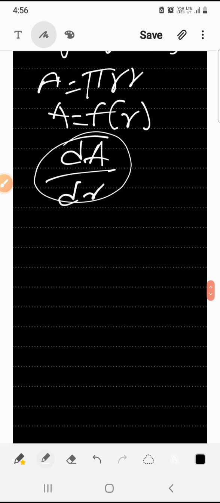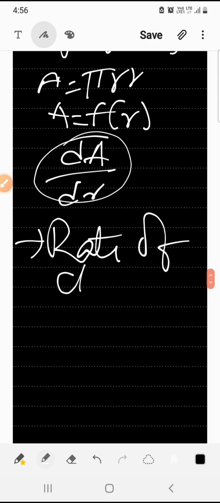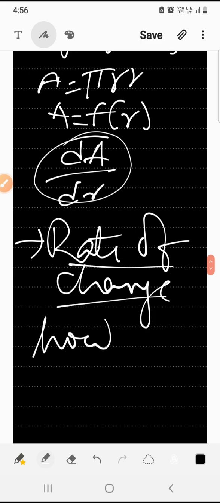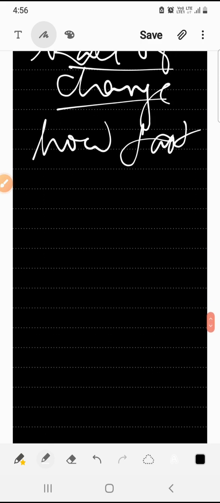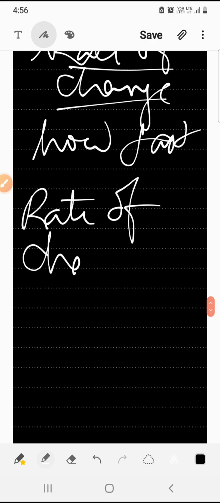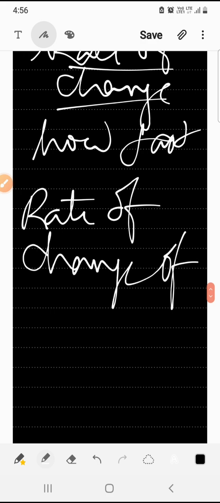And after that you have rate of change. Rate of change means how fast a quantity is changing. Only change is not important; how fast the change is happening is also important. That is called rate of change. And differentiation is nothing but the rate of change of a function.